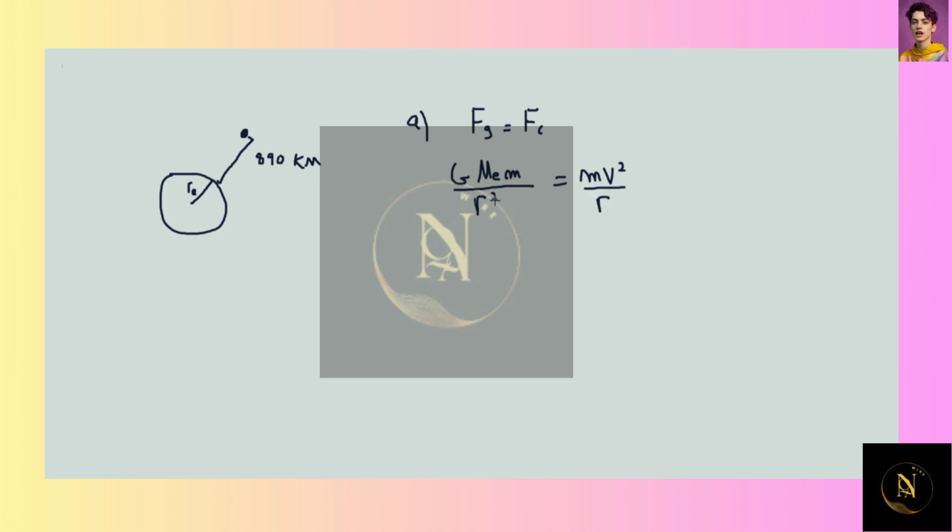So we can simplify this. One of these r's goes away, as well as the mass of the satellite. So the mass of the satellite doesn't matter here. Any satellite of any weight would have to have the same speed to be orbiting at this height. And we can solve for the velocity, and we get that it should be the square root of G times the mass of the Earth over r. And r here is the radius of the Earth plus 890 times 10 to the third meters.